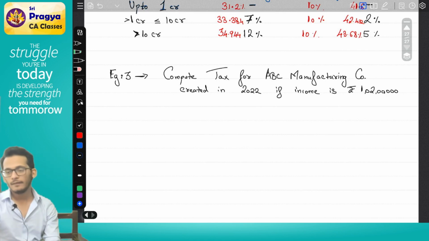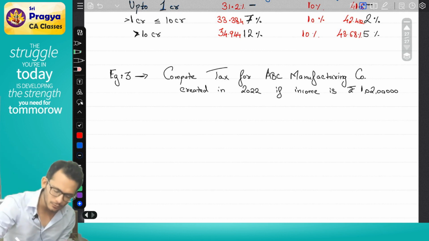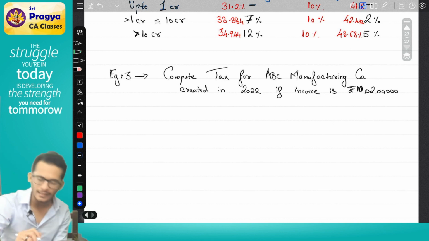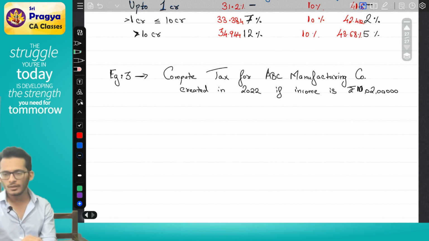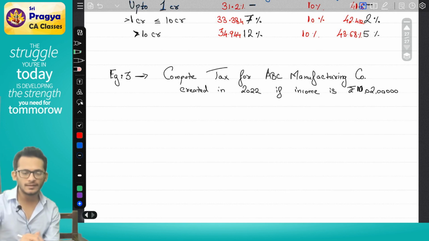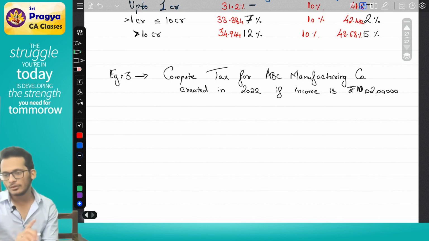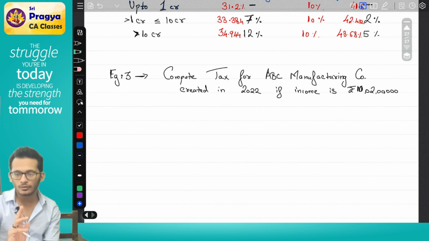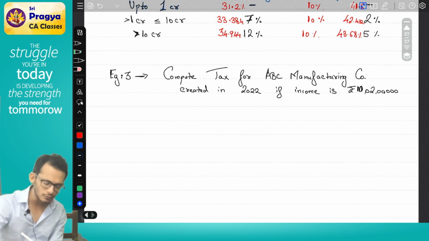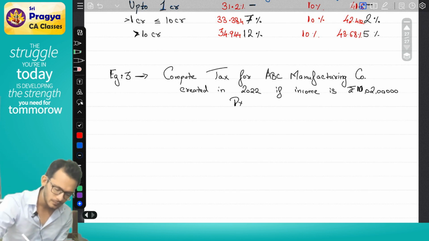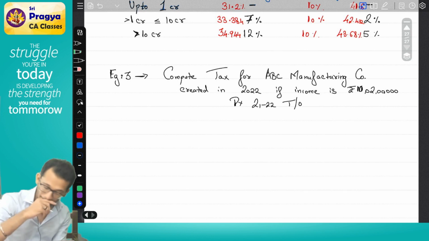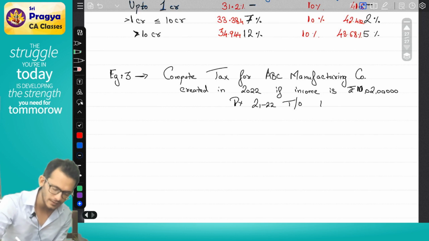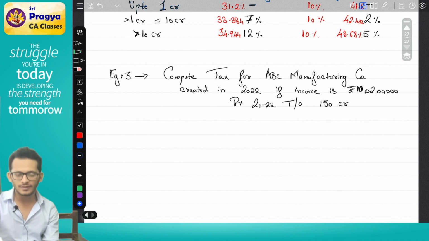How much is my income? Let's make it a little complicated: we are doing 10 crore 2 lakhs. You have to compute the tax rate for ABC manufacturing company if its total income is 10 crore 2 lakhs, and the previous year 21-22 turnover is given as 150 crores.